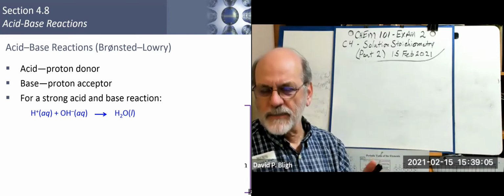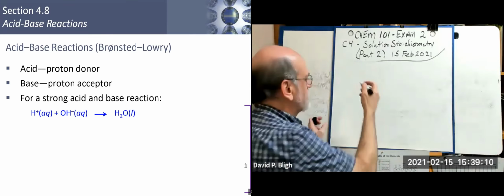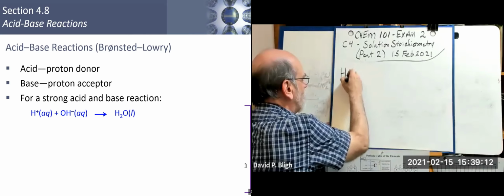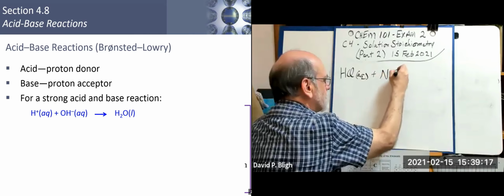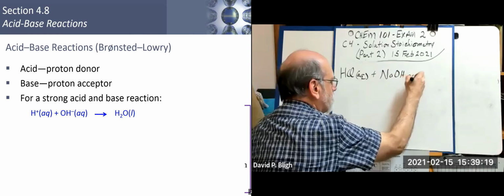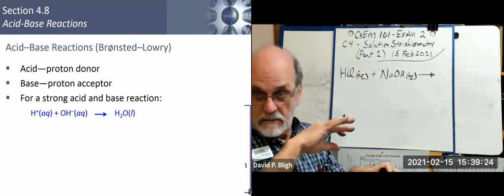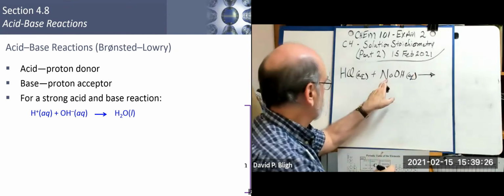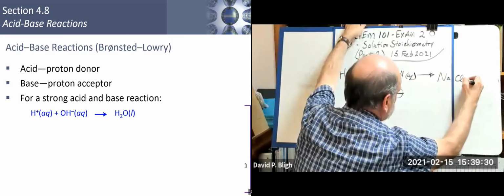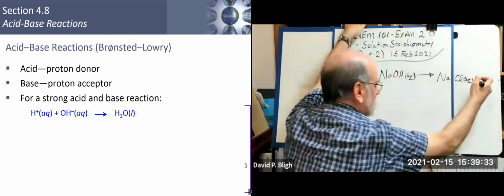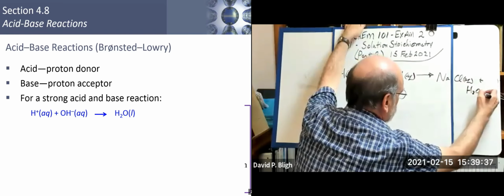So let's start with something real. Like if we had an acid like this one, plus a base, what do you get? Well, double replacement, right? Sodium goes with chlorine, which is soluble. And then water.